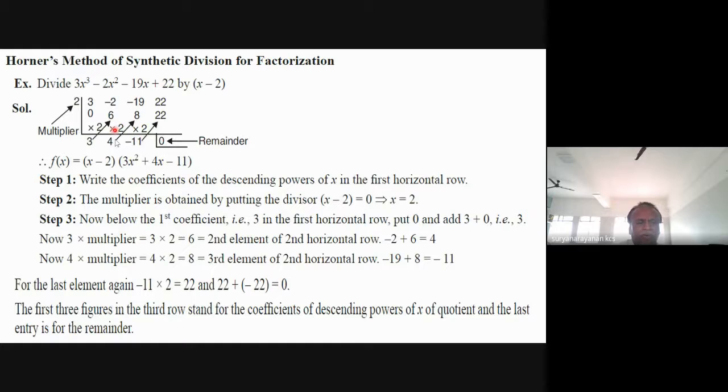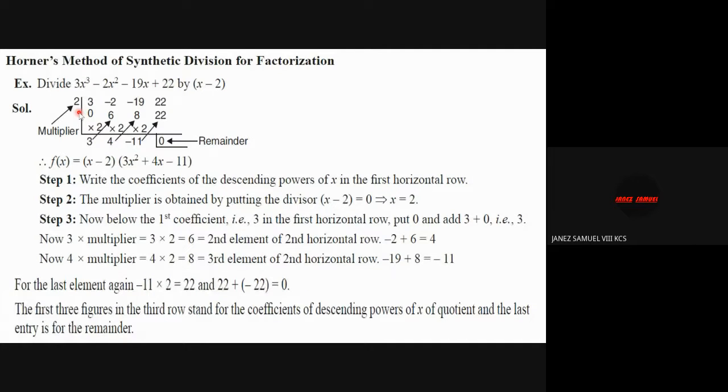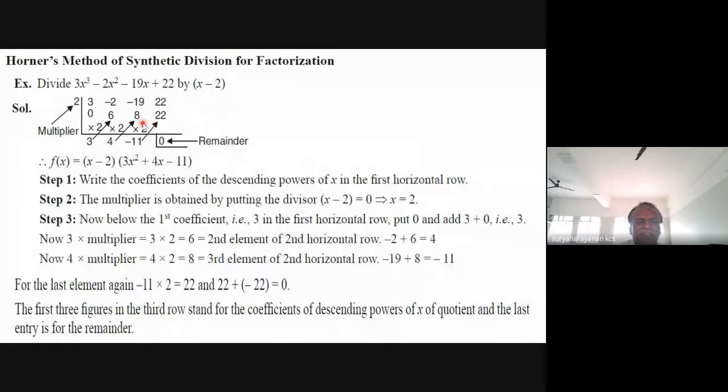We got 4. Again, we follow the previous step. Multiply these two numbers, 4 and the multiplier. What will you get? 4 into 2 is 8. Write this number just below the third number. What is the third number? Minus 19. Just below the third number, we write 8.